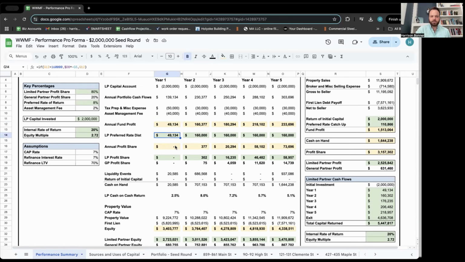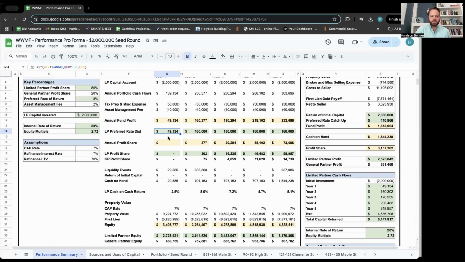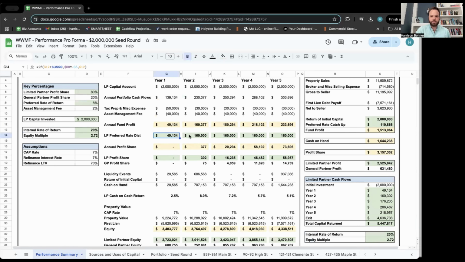And then here we get into the first distribution to the limited partners. Now, if we do not hit the 8% preferred rate of return, which 8% of 2 million would be 160,000, then all of the profit goes to the limited partner investors. So as you can see, we're not hitting that 160,000. Now that will be made up at a later date.